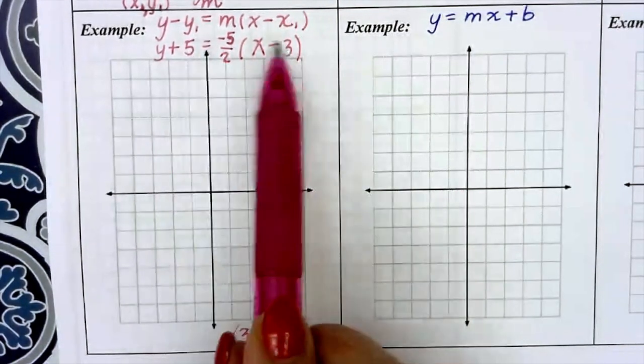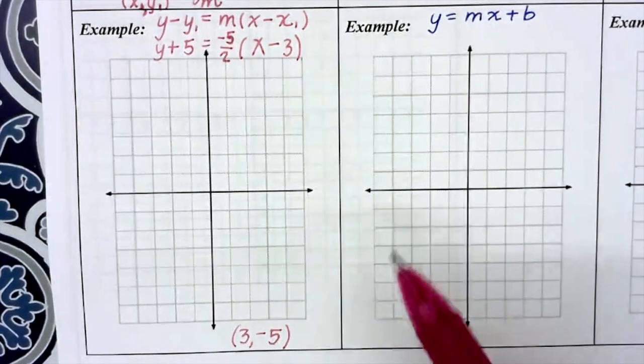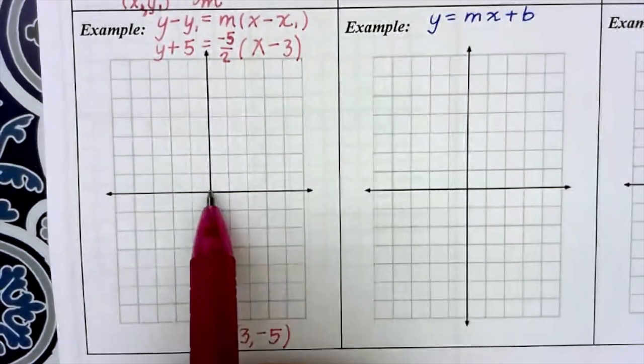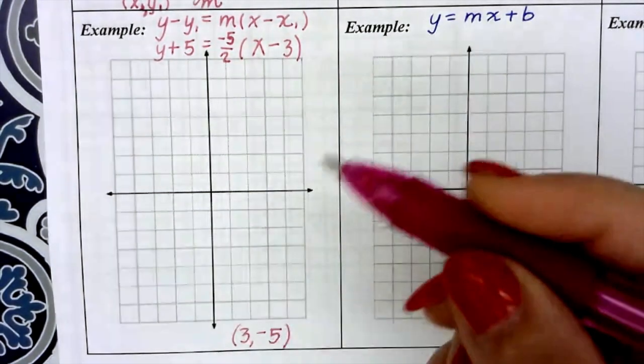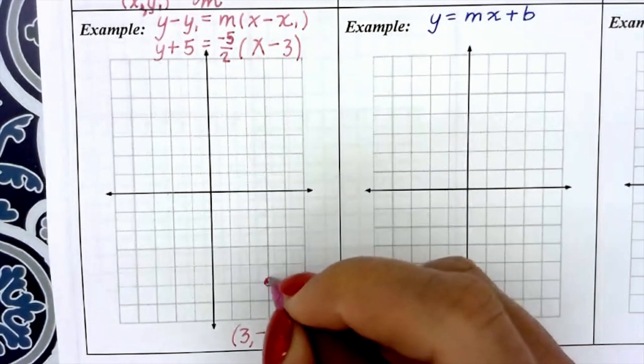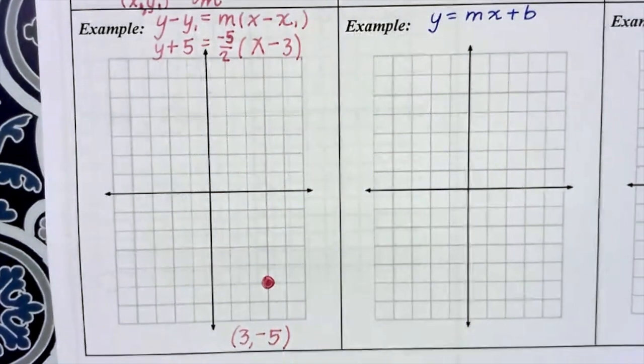And these points really are translations. It took our line that started here and it moved it in all sorts of directions for us. So this is the point we're going to start at. So I'm going to go to the right 3 and I'm going to go down 5. 1, 2, 3, 4, and 5. And I'm going to put a point here and I'm going to make it heavy and dark so that I know exactly where I want that marked up.